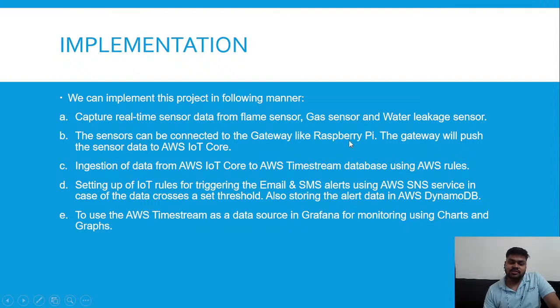Actually, I can't explain it to you in this language. When we are going to do this, it will be more convenient for us to understand. So in point C, we can see ingestion of data from AWS. Now the data is at AWS IoT Core. It would be much better if I can explain from some diagram.